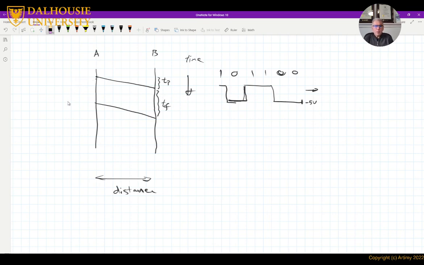So we will talk about TP and TF a lot in the next few lectures. But the idea is, this is the time needed to transmit a frame, and this is the time needed for propagation.